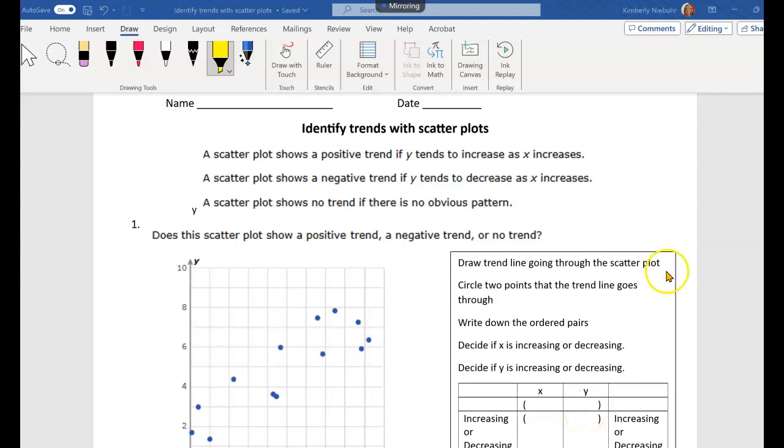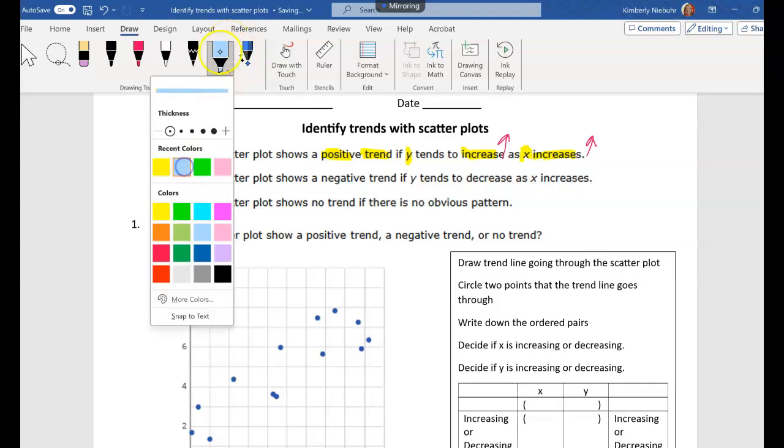You are proving to me that you can identify trends with scatter plots. You're proving to me that a positive trend is when Y increases and X increases. So they're both increasing, X and Y.